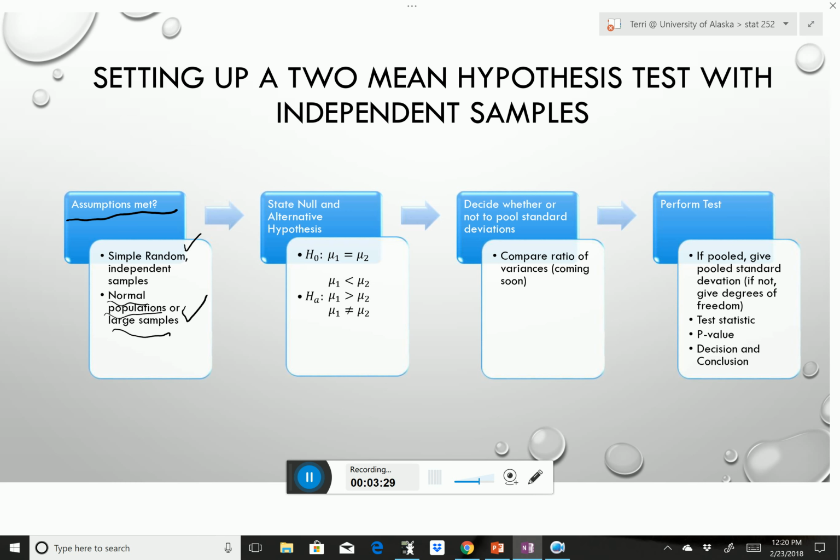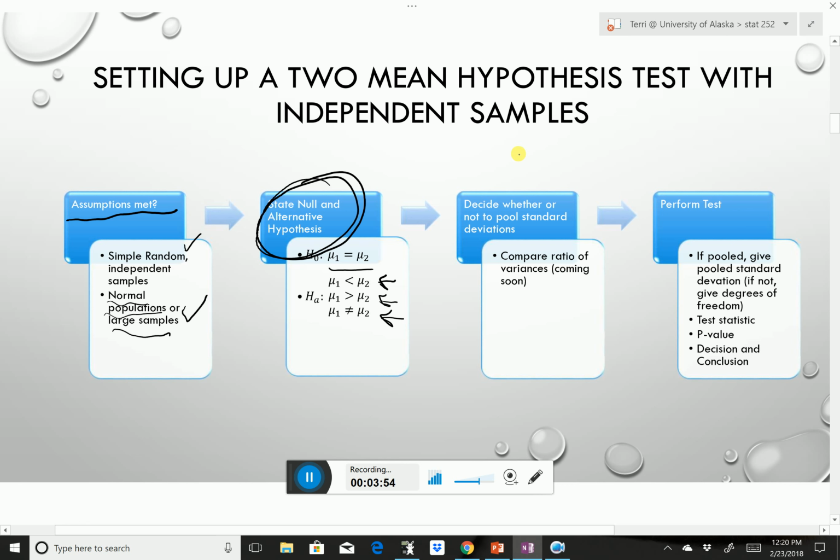So, of course, always the next thing we do is state the null and alternative hypothesis. The null hypothesis, just like all our other null hypotheses, is always equal. Our alternative hypothesis can be less than, so the first is less than the second, the first is more than the second, or they're simply not equal to each other.